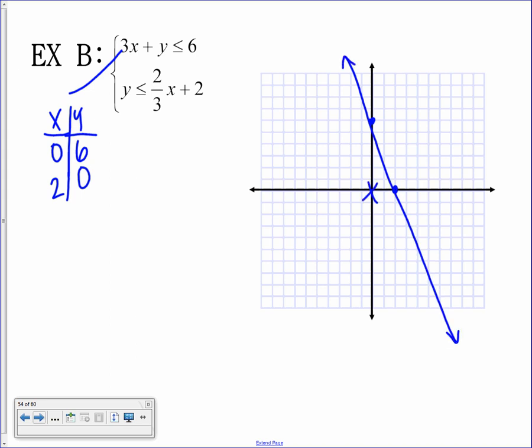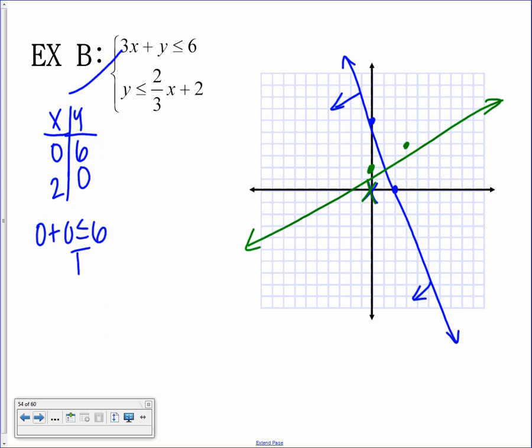I'm going to test 0, 0. So I've got 0 plus 0 less than or equal to 6. That is true. So I'm going to shade towards 0, 0. So I'm just going to draw myself some arrows so I can see what my other graph looks like. My second line has a y-intercept of 2 and a slope of 2/3. So I'm going up 2 and over 3. And it is also a less than or equal to sign. So that should go through those points.